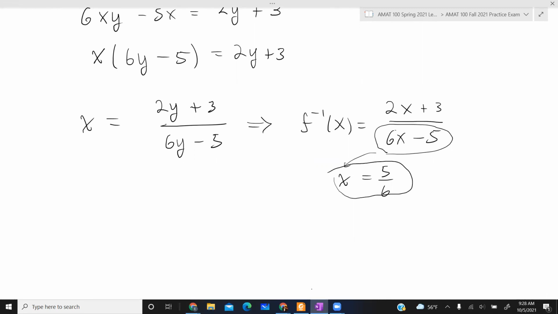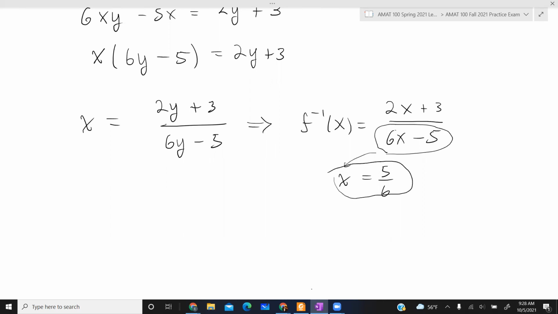For the purposes of the test, you don't have to do the compositions, because that's kind of crazy. I won't have you do that, just for the sake of time. If there is an inverse, I definitely want you to explain why.